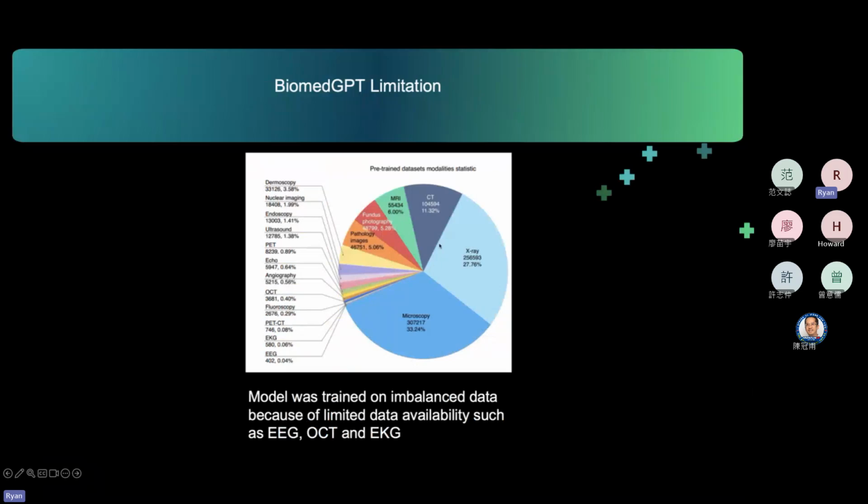Their limitation is that there are a lot of modalities being trained, but it's kind of imbalanced, since there are a lot of X-rays, MRI, microscopy images, but there's a very small amount of EEG, EKG, this kind of stuff, which people rarely take. So there's an imbalance going on here. So I think in the future, the authors also mentioned that as an extension of this model, we can further balance the datasets being used for the pre-training of the models.